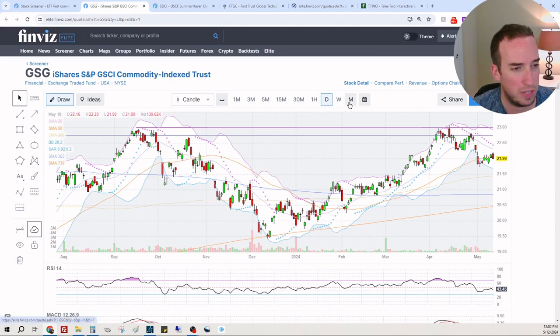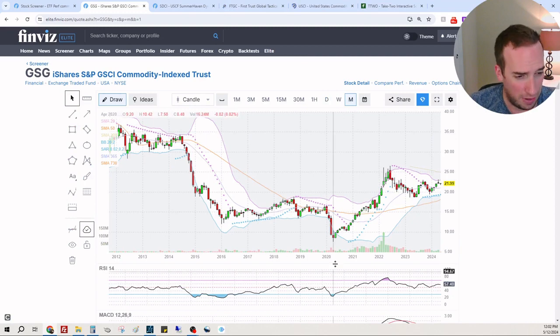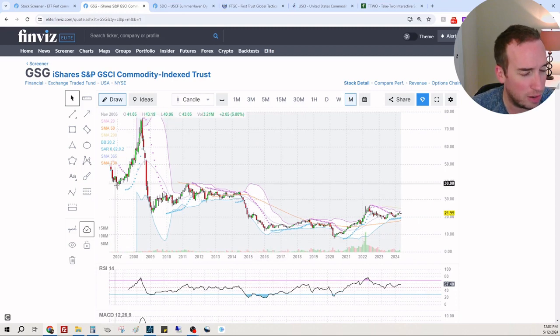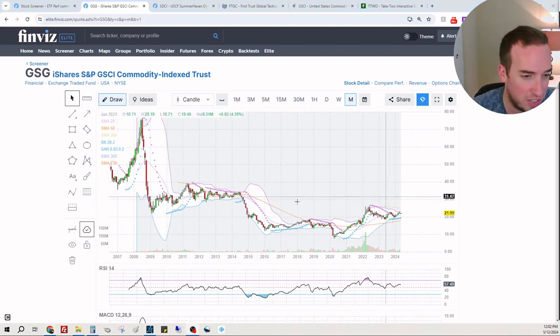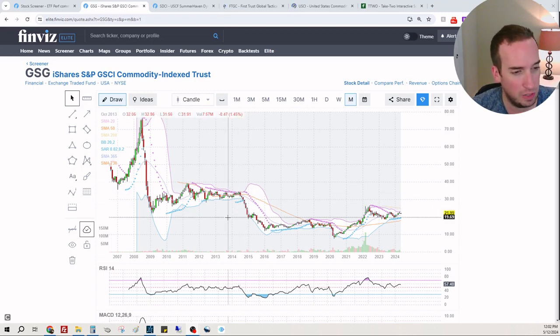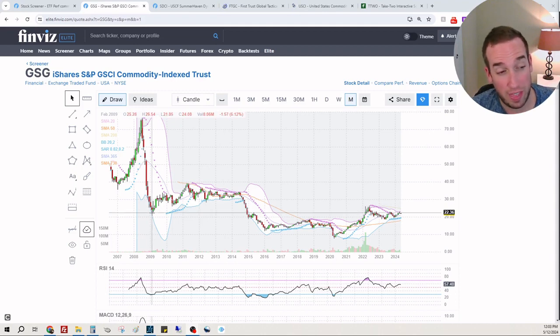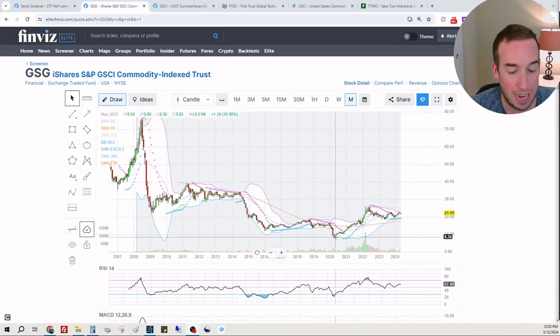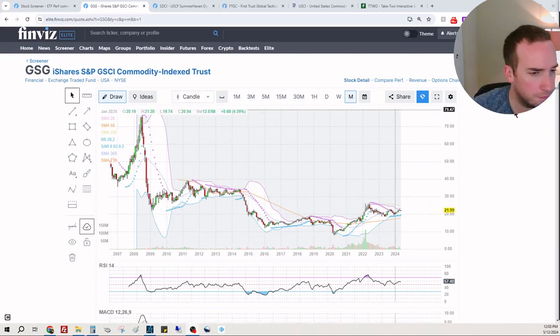So let's look at the monthly chart here, GSG. All right, so this goes back all the way to 2006. If you purchased any time before 2014, you are underwater. Well, it looks like at the low of the GFC, Great Financial Crisis, you would be at break even. If you purchased anytime after 2020, you are above water.